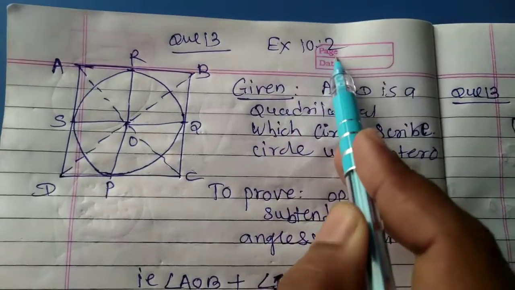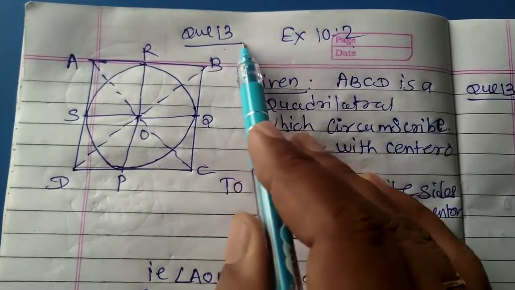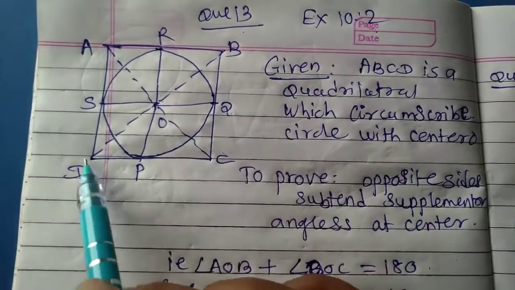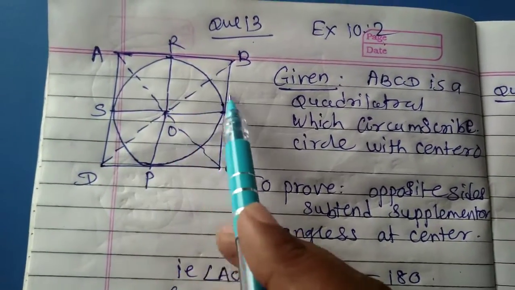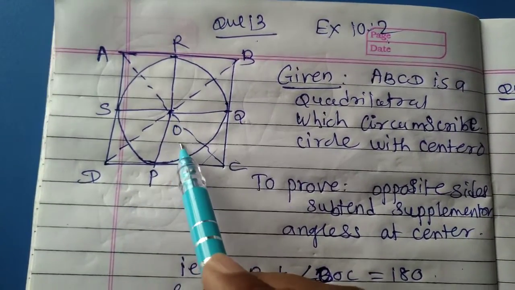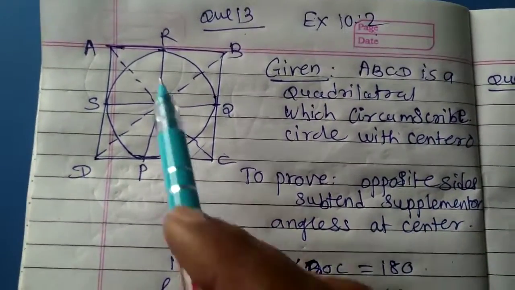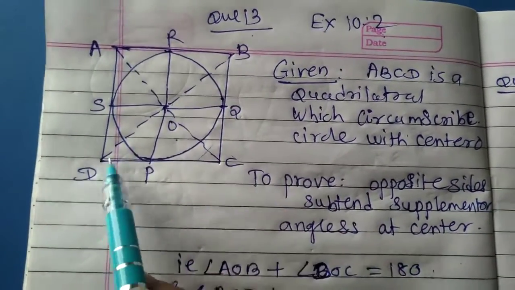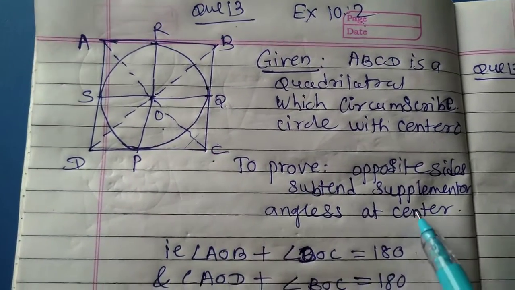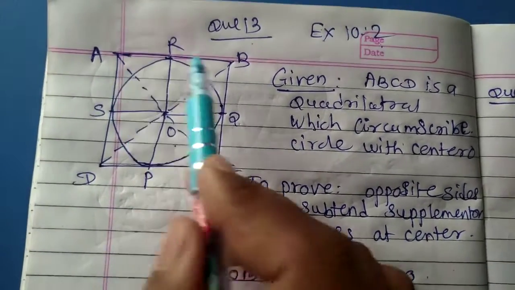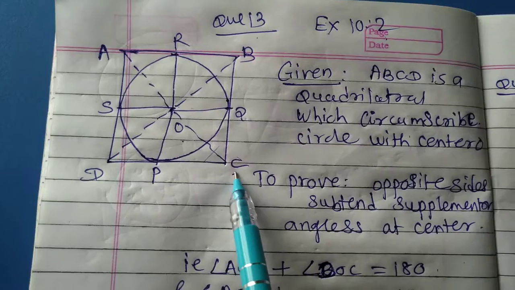Now exercise 10.2 question number 13, which is the last question. Quadrilateral ABCD is given. That quadrilateral circumscribes a circle with center O. This is given and we have to show that opposite sides of this quadrilateral subtend supplementary angles at the center. Means AB and DC, these are the opposite sides.